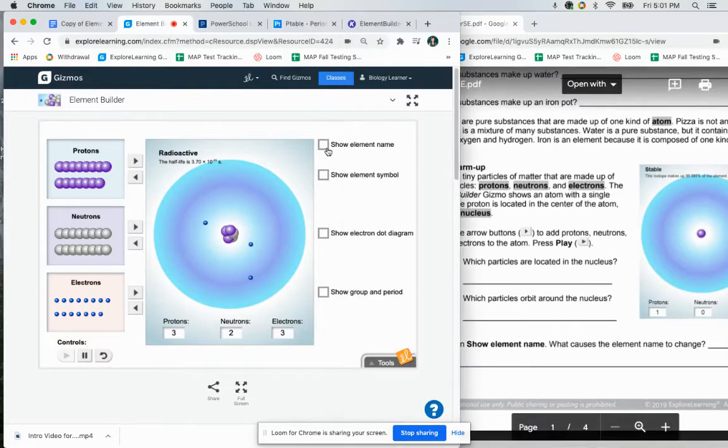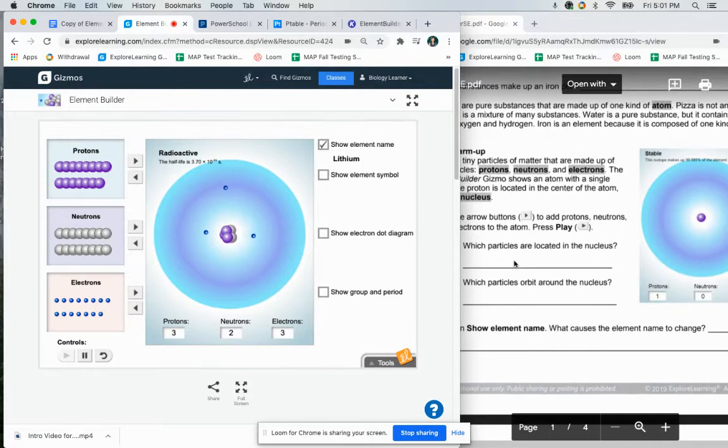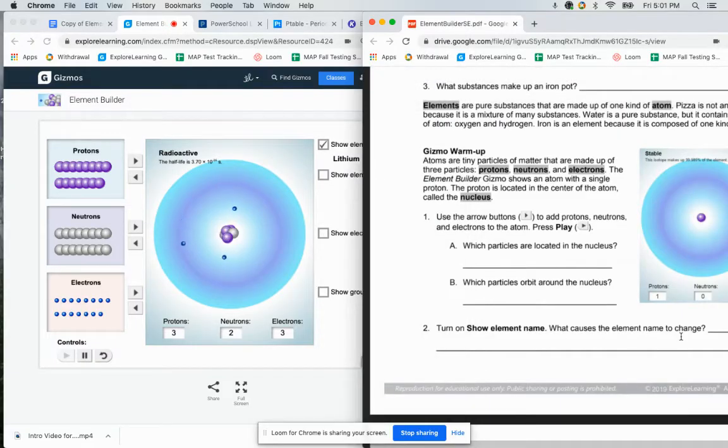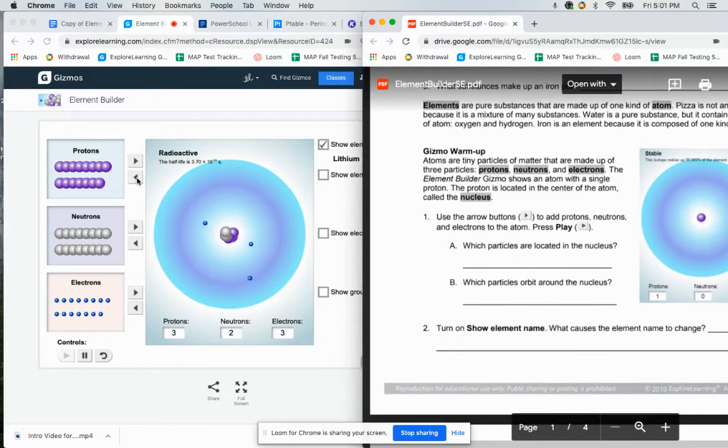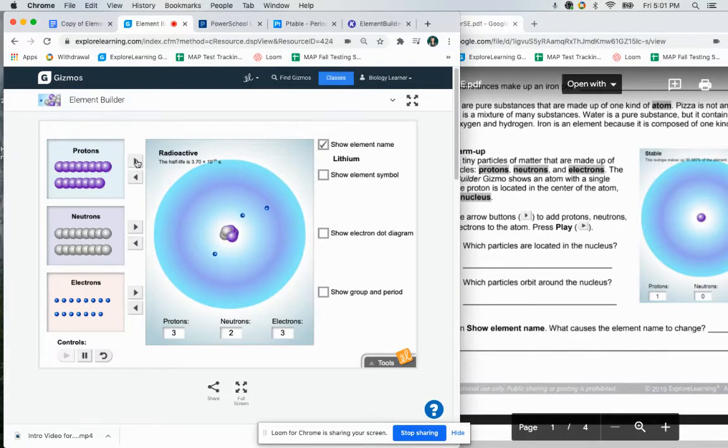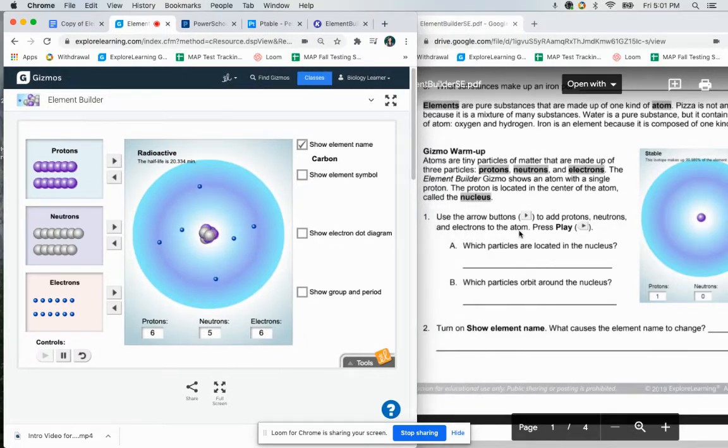Okay, and then it says show element name. What did I just make? I made lithium. Okay, and interestingly, I have 3 protons, 3 neutrons, and 3 electrons, in case I forget or it's hard to count. Okay, and what causes the element name to change? So you're going to go ahead and start. Let's see, if I change the protons, is that going to change the name? Oh, that changed it to beryllium, boron, carbon. Okay. What about if I change the neutrons? Nope. Electrons? Nope. Okay. So do you see how this is working?